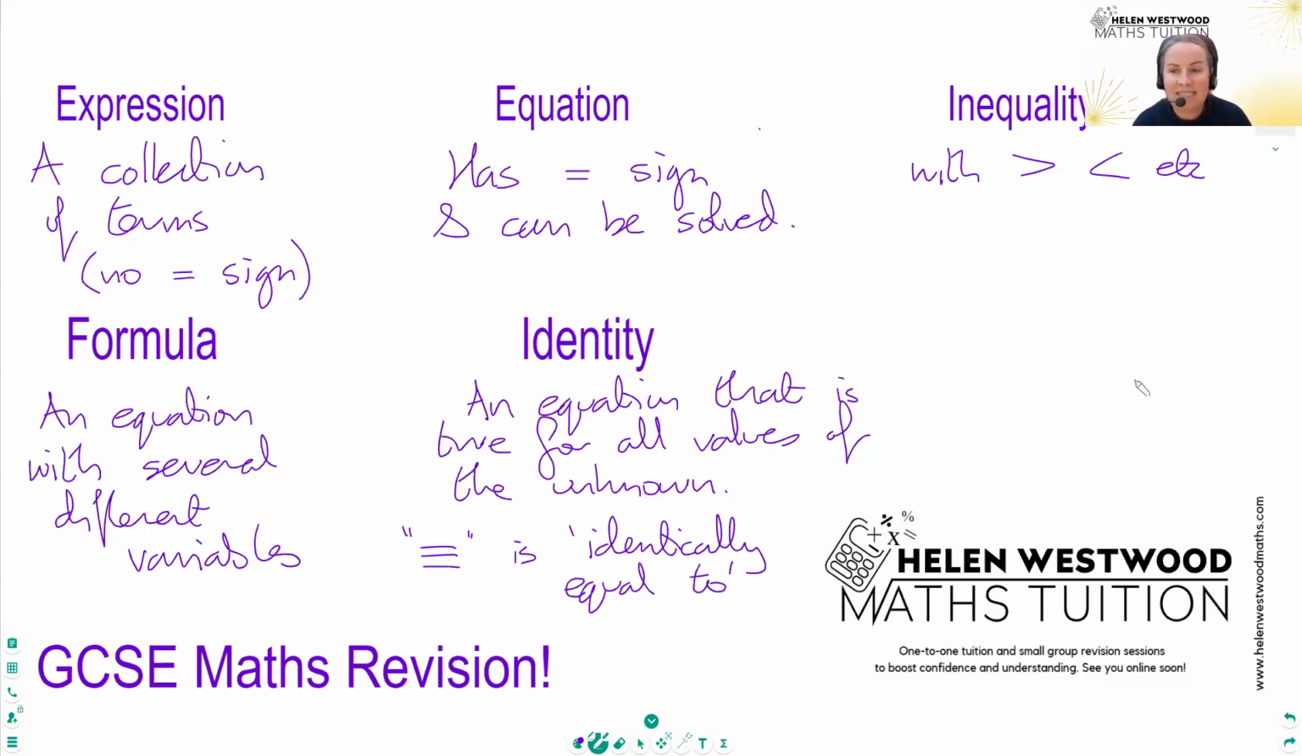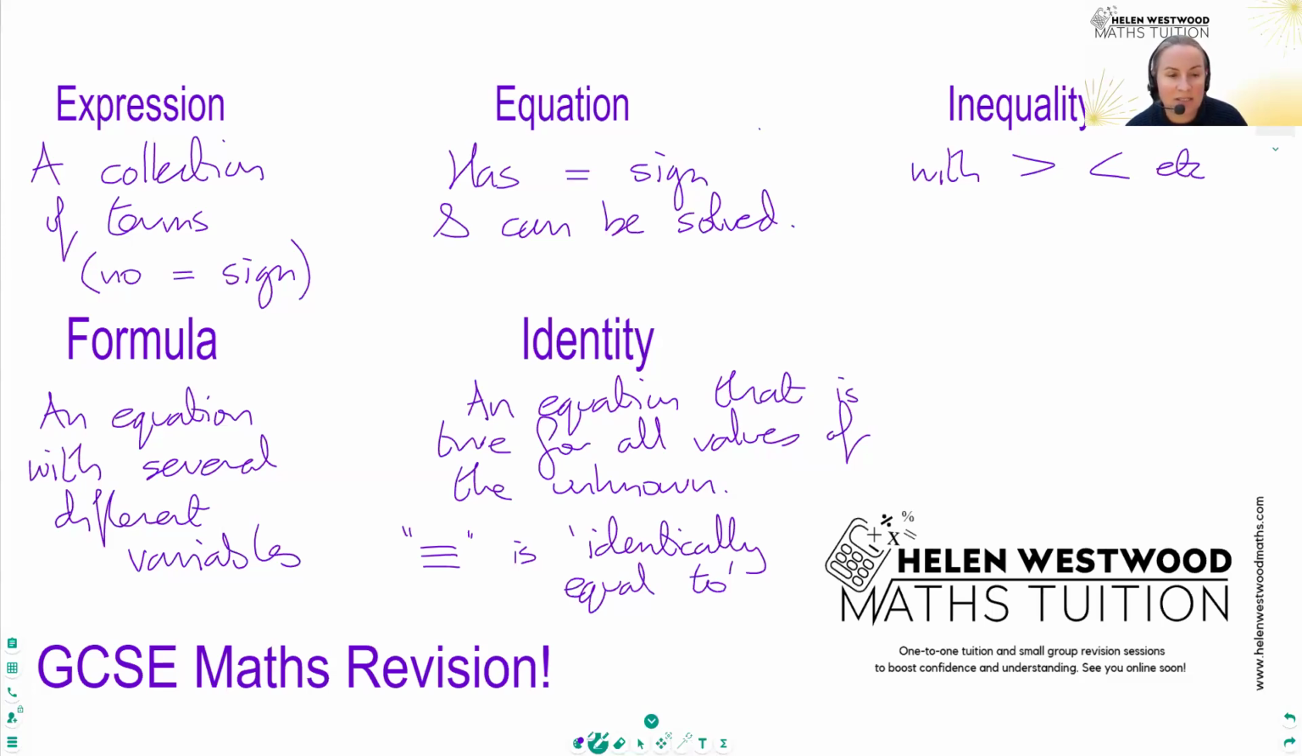And then finally, our identity. Now, an identity is an equation that is true for all values of the unknown. And you can see there we've got that 3-lined equal sign that means is identically equal to. Now, that doesn't have to be used every time it is an identity, but an identity, remember, is true for all the values of the unknown. So we can often have identities that are linked with our simplifying algebra or things like our expanding brackets.